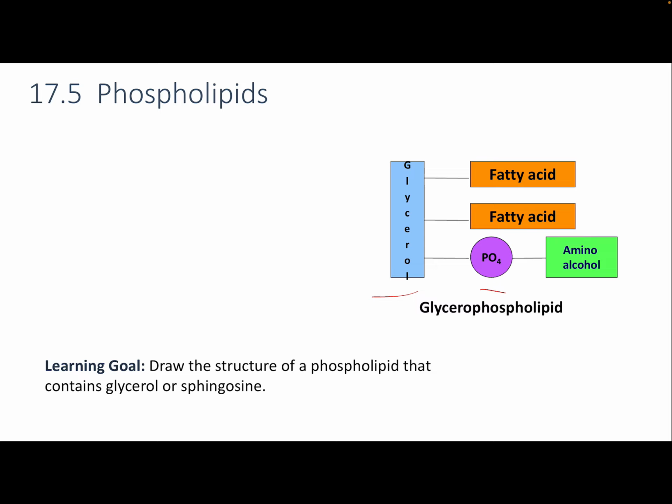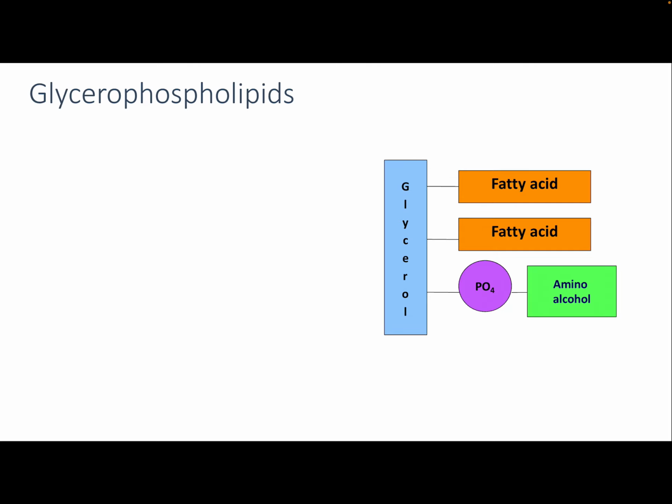So the goal here: draw phospholipids that have either glycerol or sphingosine in them. Let's take a look first at glycerophospholipids. These contain two fatty acids, normal to the triglyceride fatty acids that we've seen before, on the first and second hydroxyl groups of the glycerol. Now, the third hydroxyl group forms an ester bond with phosphoric acid, and then that forms another, we'll call it a phosphoester bond, with an amino alcohol.